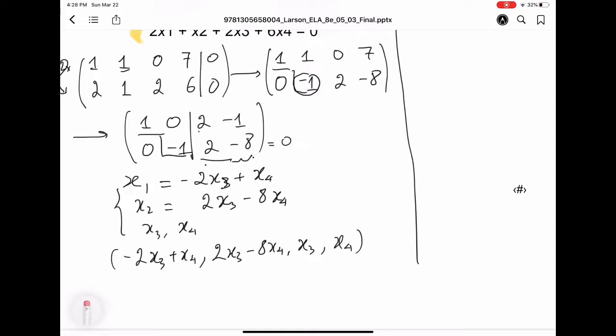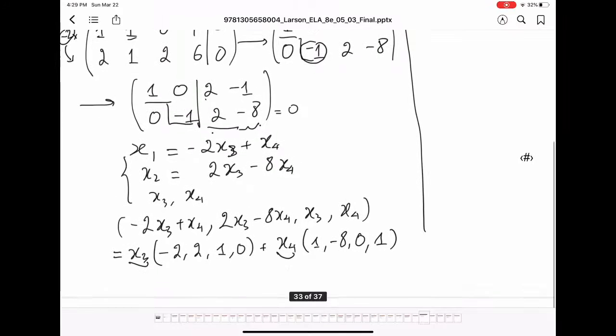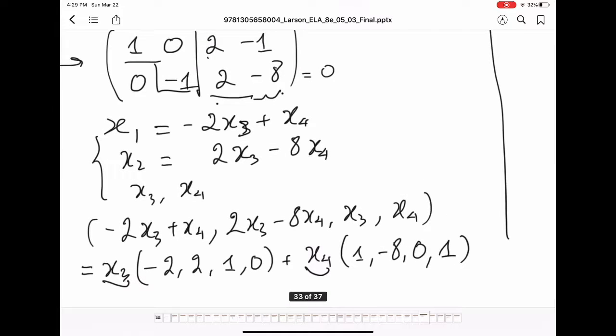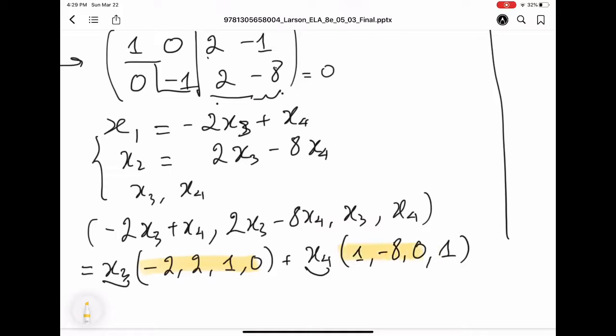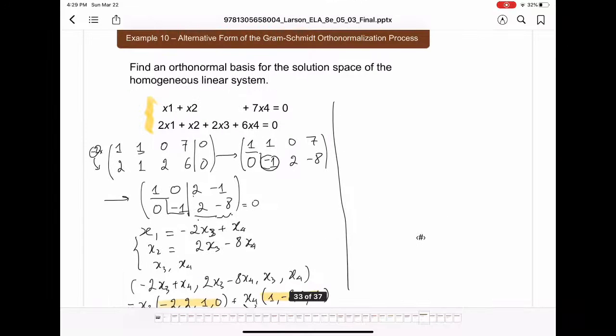Okay, so you can find the basis right away. I can write that as x3 times (-2, 2, 1, 0) plus x4 times (1, -8, 0, 1). I just separate x3 and x4, right? All terms with x3 in one vector, and take x3 out because that is common. And then you have this. So basically, we already found 2 vectors in the basis of the homogeneous system. They are here, the first one and then the second one. They ask us to find an orthonormal basis for the solution space.